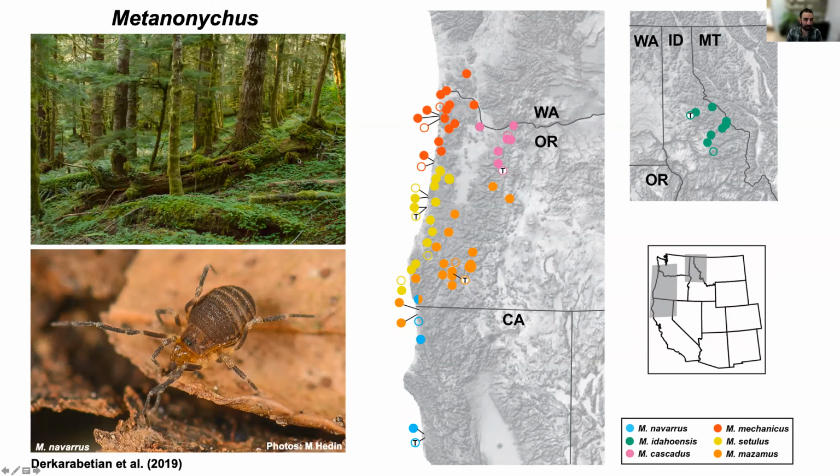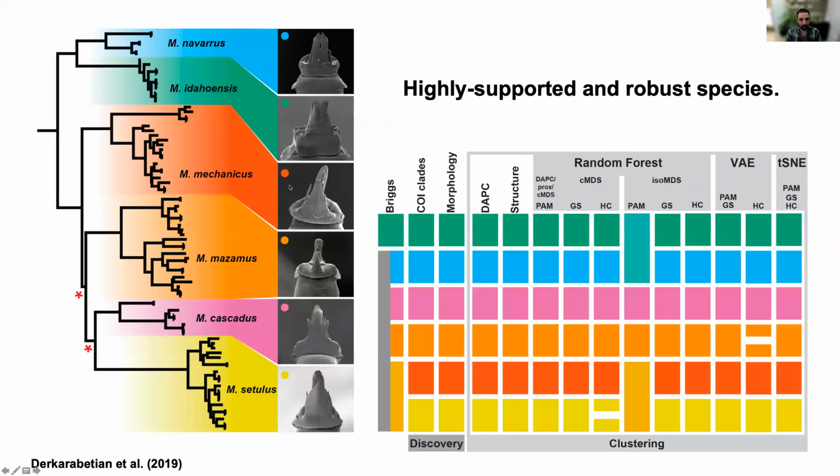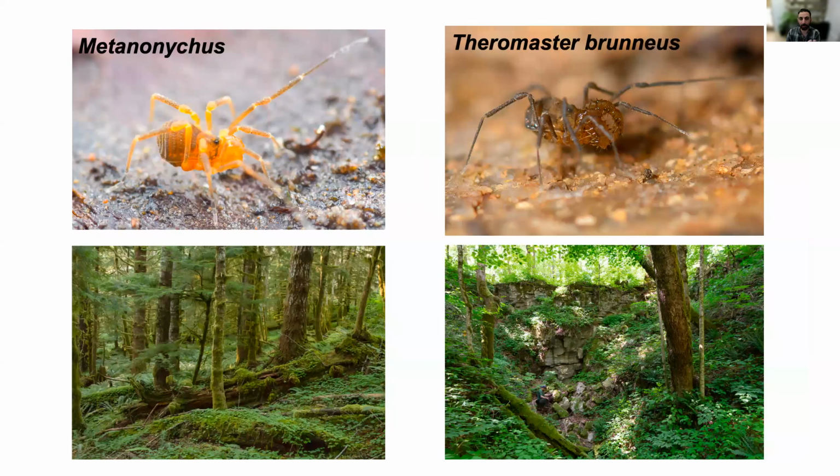Now, you can find Metanonychus in mesic forests, underneath logs and rocks. So, we collected multiple data types, including mitochondrial, morphology, and lots of UCE data. And with the genetic data, we did many different types of clustering and species delimitation analysis. The important thing is that everything pretty much agreed. We had ended up with 6 highly supported and robust species. So I made the UCE data into the custom training data set that we then applied to TheraMaster.